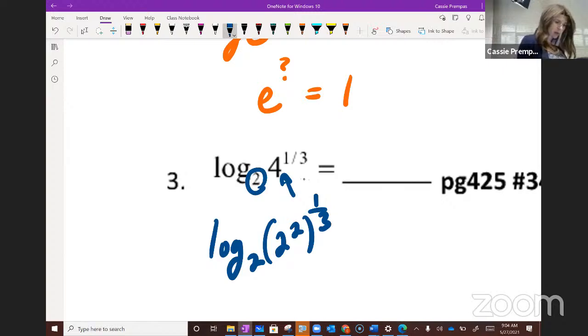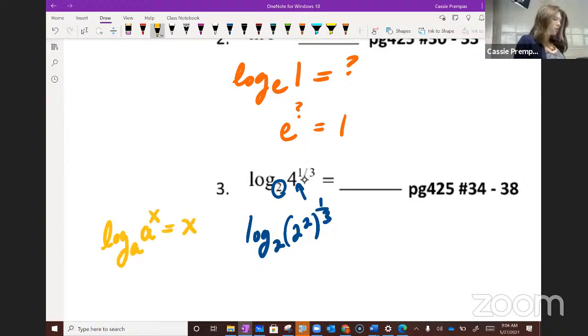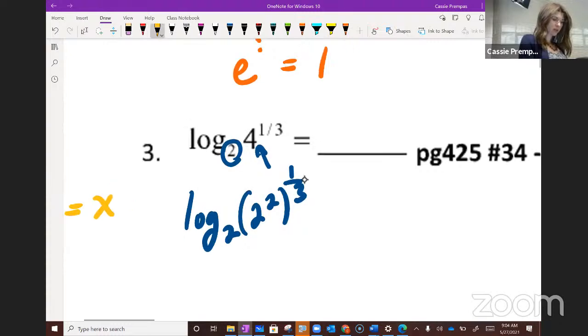Nice. One of the rules I want to remind you of is that if you have log base a of a to the x power, it does equal just x. So if we can just match this, then we can figure out what the value is. What happens when you raise an exponent to an exponent? Multiply. Awesome. So this is actually the same as log base 2 of 2 raised to the 2/3.